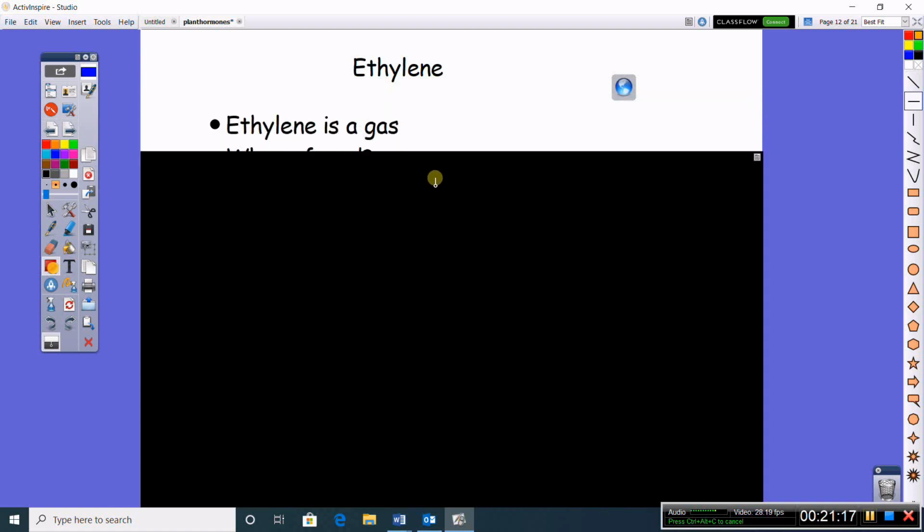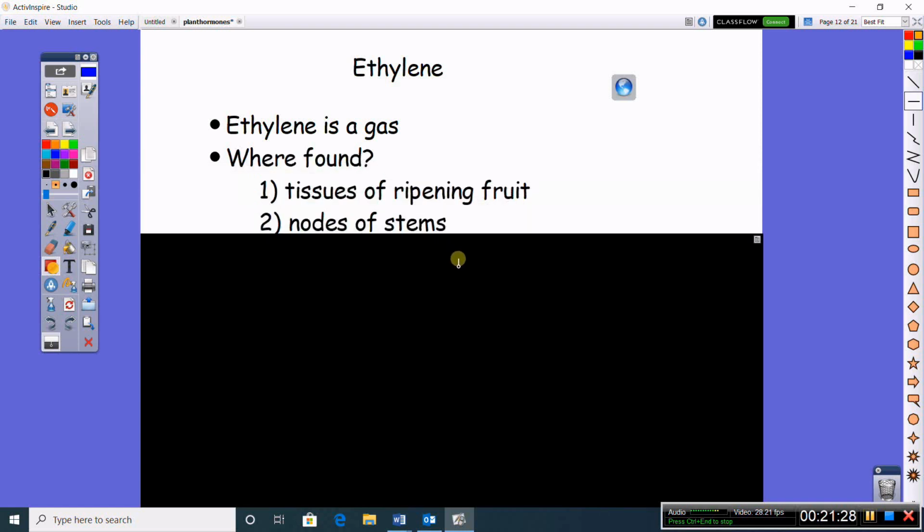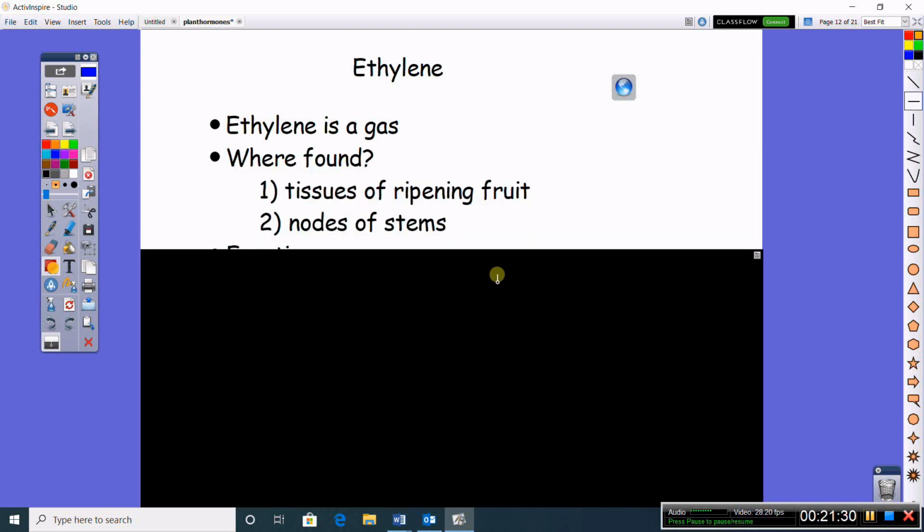Now, just like we said, abscisic acid was our only inhibitory hormone. Ethylene is our only hormone that's a gas. That's what makes it different from all the others, and that does affect how it works. We definitely find ethylene being produced in the tissues of ripening fruits, and it also is present at the nodes of stems, which remember is where a leaf attaches.